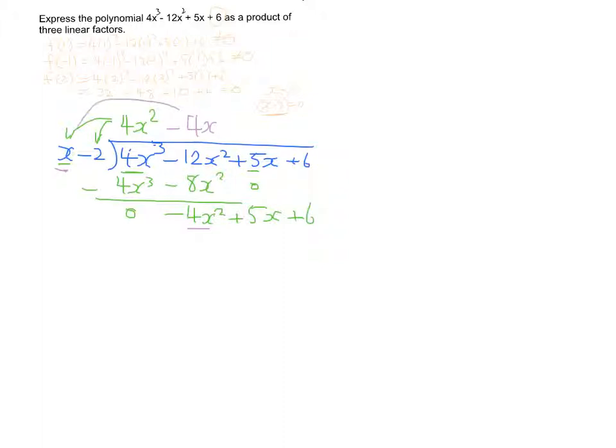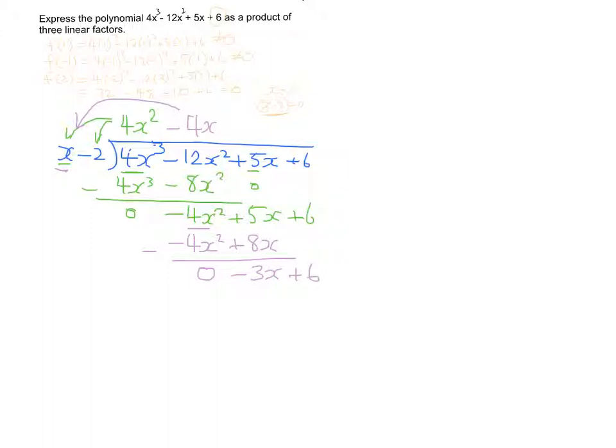Again, we times that by everything out the front, so -4x times x is -4x squared. -4x times by -2 is +8x. Same procedure, we need to take that away. So -4x squared take away -4x squared is 0, so it's right. 5x take away 8x is -3x. 6 take away 0 is 6.